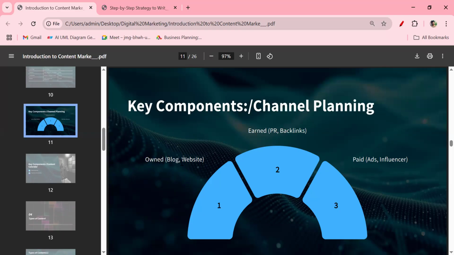We know that on the website and blog we are creating proper content, and in PR and backlinks, the backend team is putting in some keywords and all. So the main thing is that SEO is required here. Okay, and here is the paid AdSense, like Google AdSense.